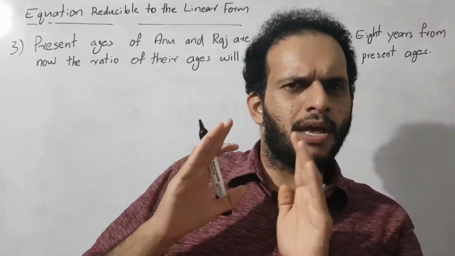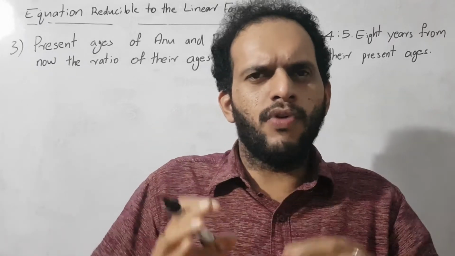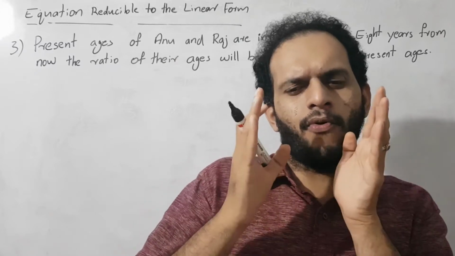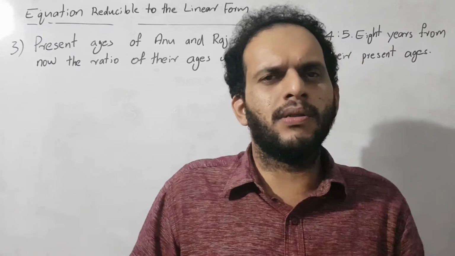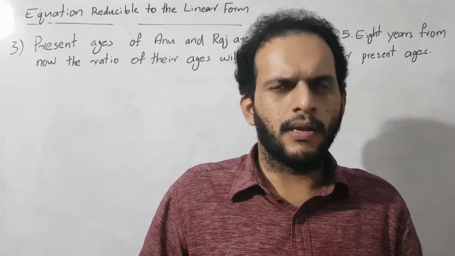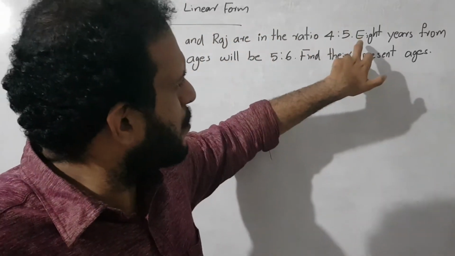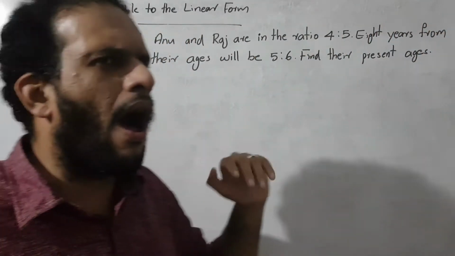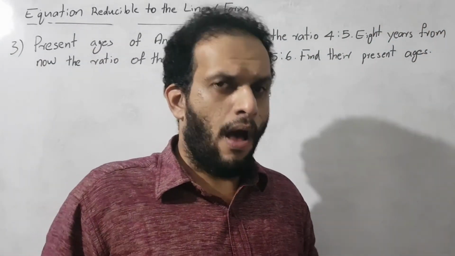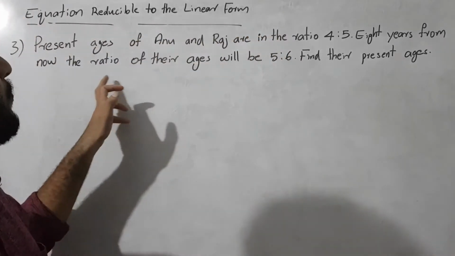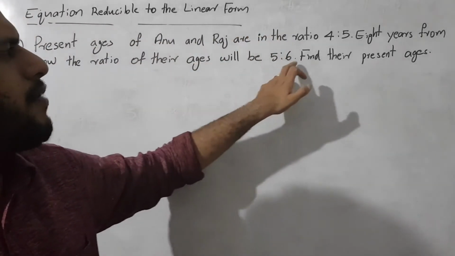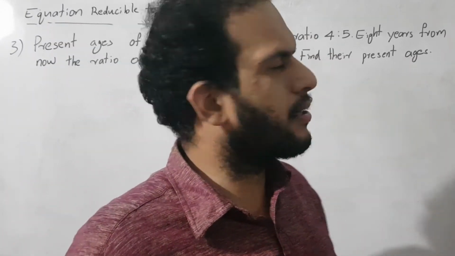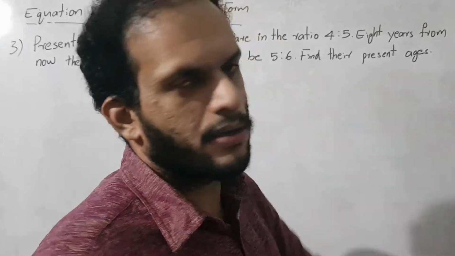In questions based on ages, what do we take? We always take the present ages, we start from the present ages. So for writing the present ages, the ratio of ages is directly given. Correct? Then what is the next part? The question says 8 years from now, which means after 8 years. After 8 years, the ratio of their ages will be 5:6. Then what is the question? Find their present ages. Okay?